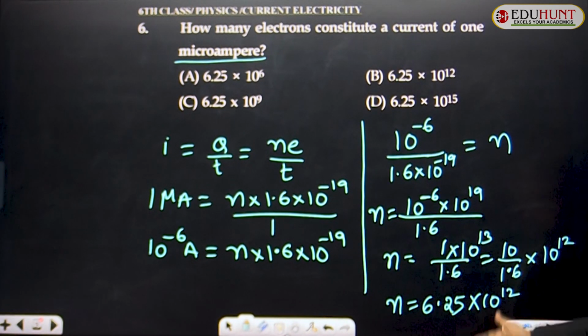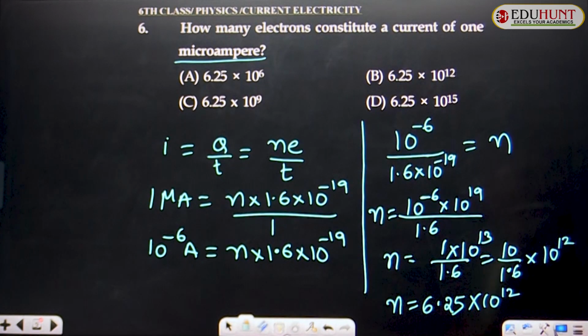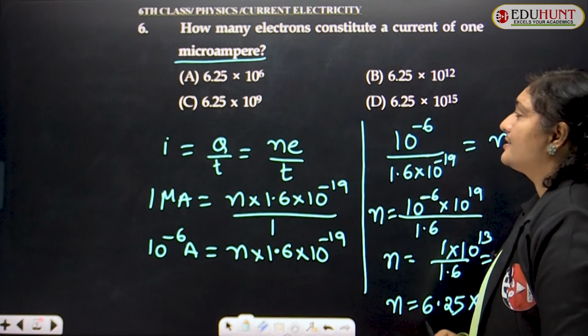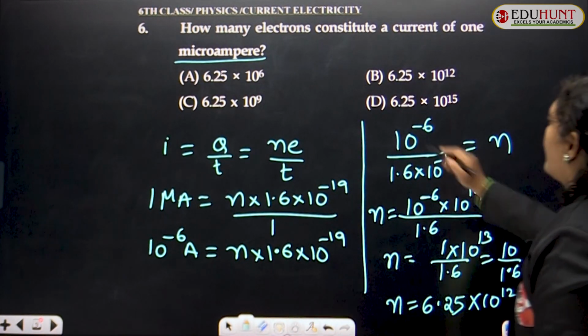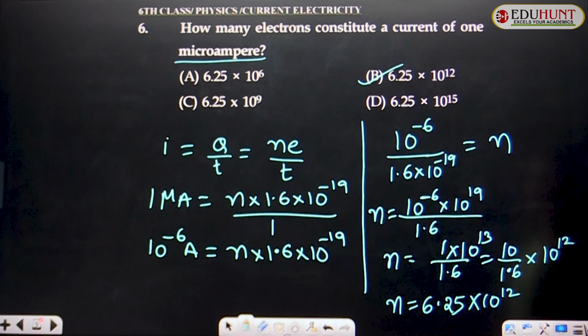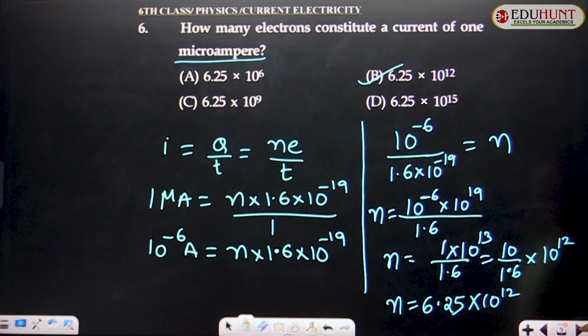So, how many electrons? n indicates the number of electrons. So, 6.25 into 10 power 12 electrons will constitute a current of 1 microampere. Hence, the correct option is option B, that is 6.25 into 10 power 12 electrons.